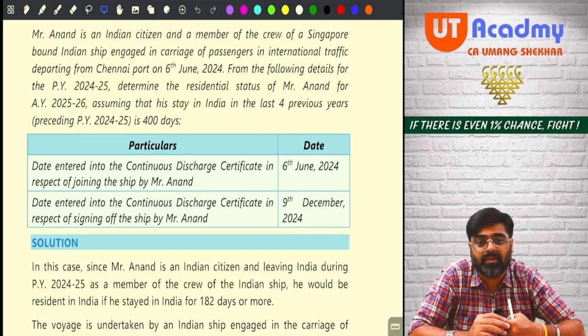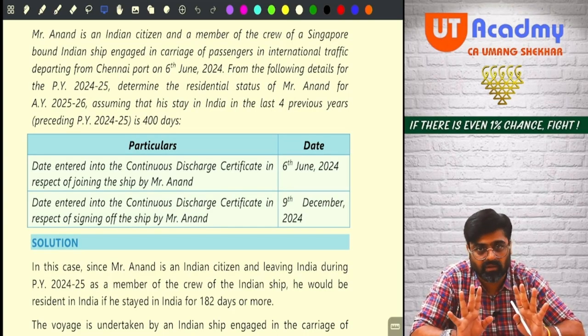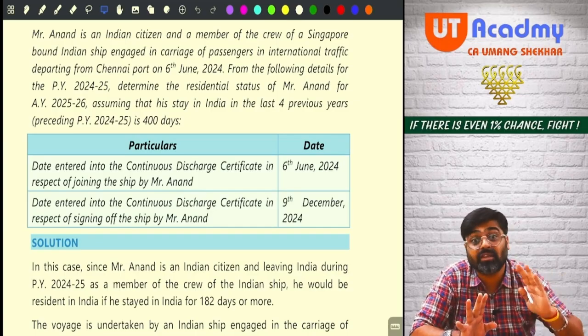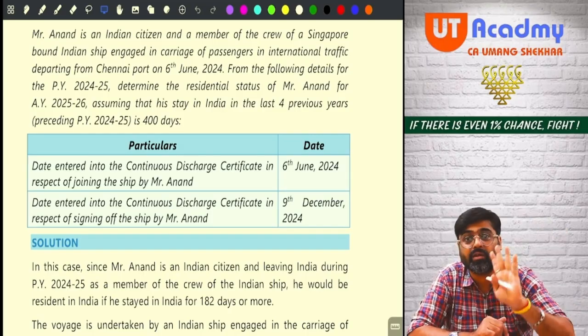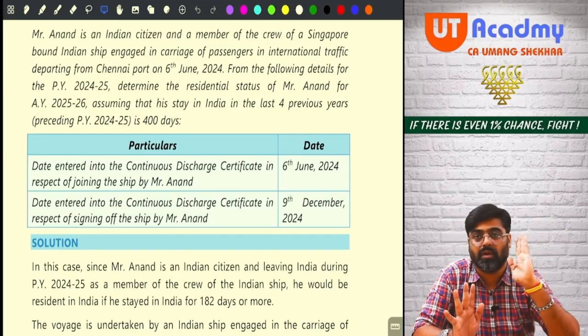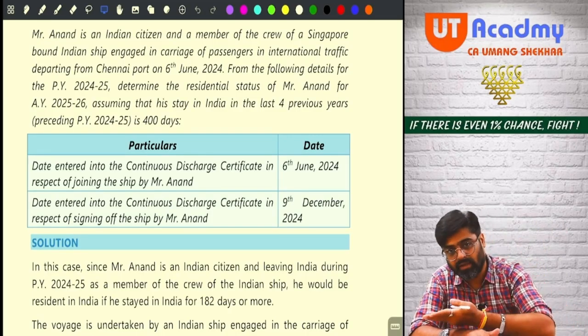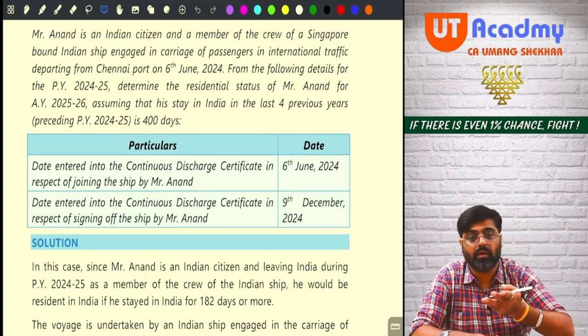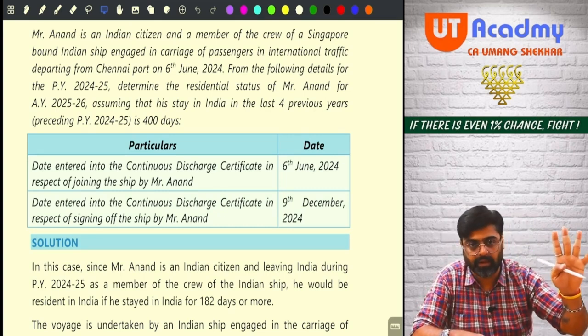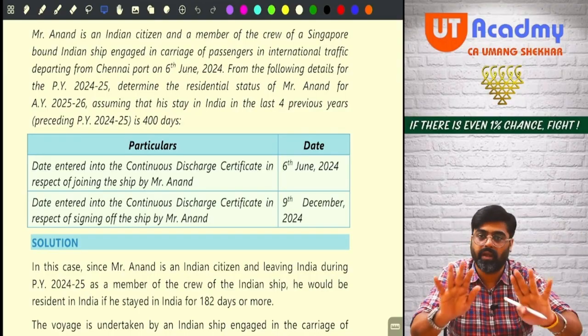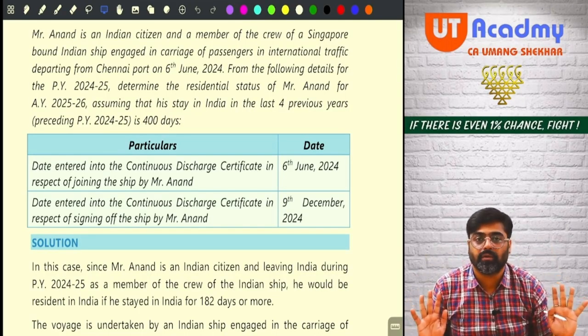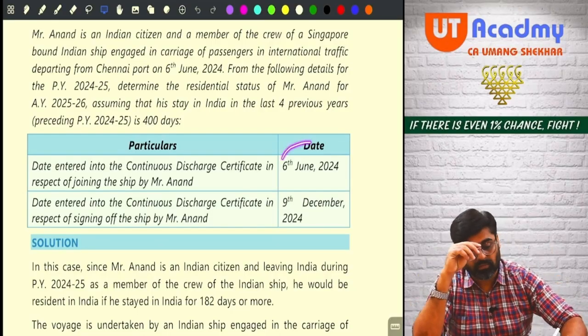See, when the ship is leaving Chennai port, I'm not worried about that. I don't have to check when the ship is leaving. I have to check the date of joining and date of signing off. That's it. Prior to date of joining, I was in India. After the date of signing off, I am in India. But from date of joining till date of signing off, I am not in India. That's it. So how many days? From this to this.